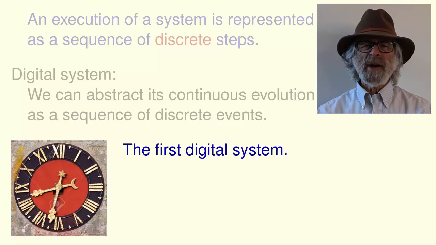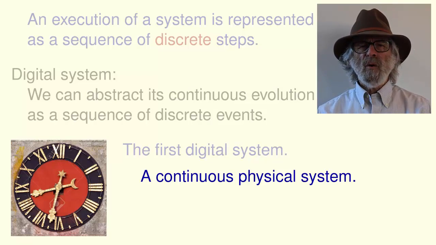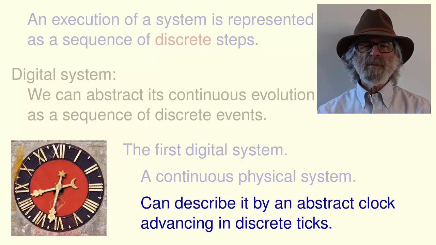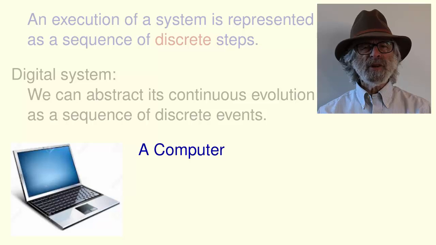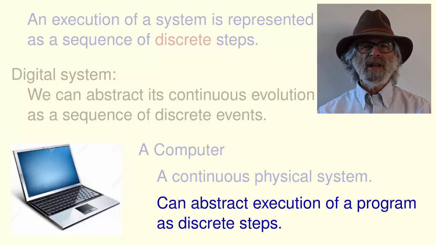The first self-powered digital system was the escapement clock. Although all the parts of the clock move continuously, we can describe the real clock by an abstract clock that advances in discrete ticks. A computer is also a continuously evolving physical system, designed so we can abstract the execution of a program by the computer as consisting of discrete steps.